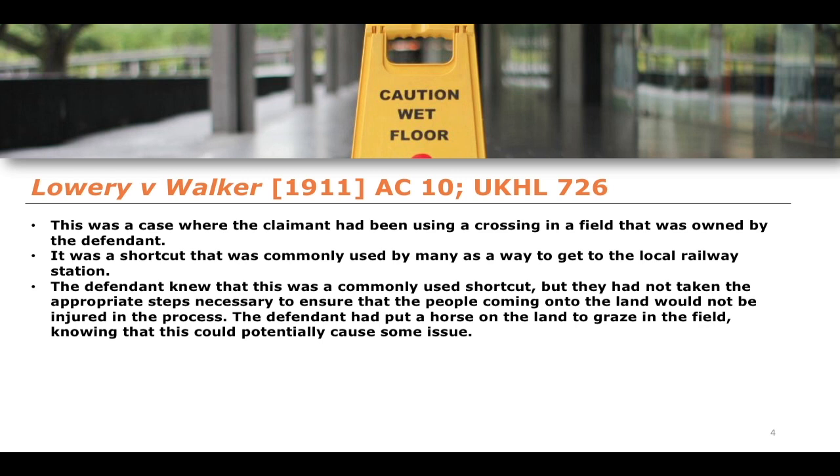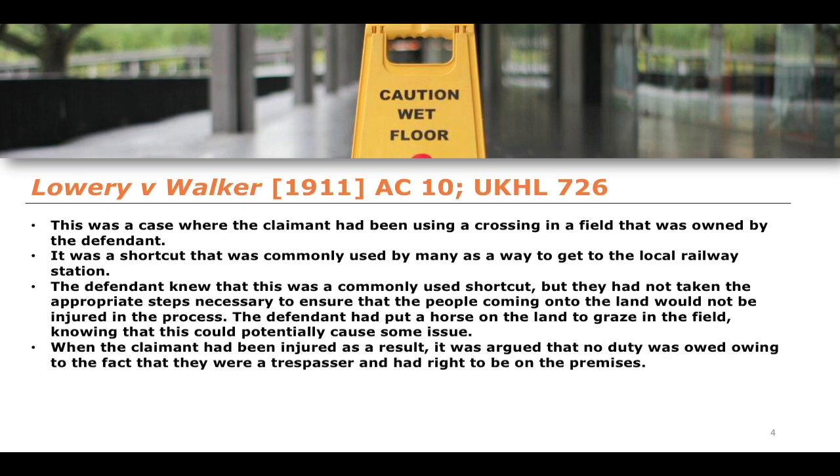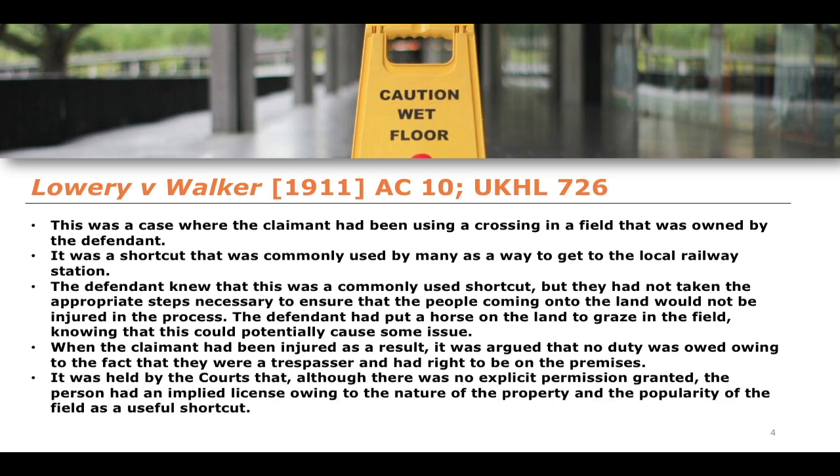In fact, they had essentially allowed and put a horse on the land to graze in the field, knowing that it could potentially cause some issue. There was a foreseeable chance that there could have been some issue caused as a result of having a horse on that part of the land that people would be commonly walking through. When the claimant was therefore injured as a result of the horse being on this land, it was argued that no duty was owed, owing to the fact that they were a trespasser and had no rights essentially to be on the premises.